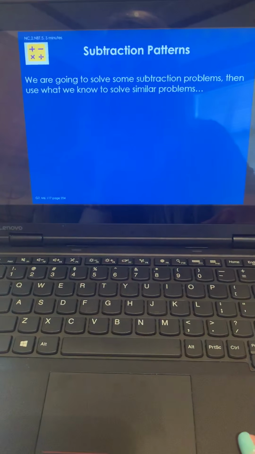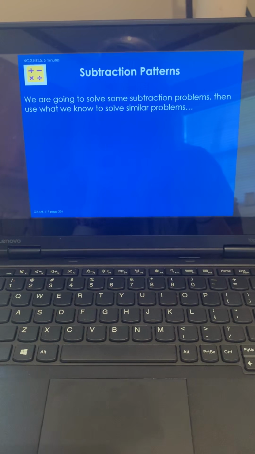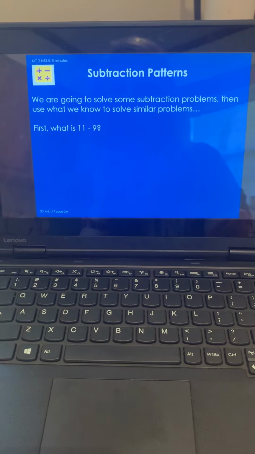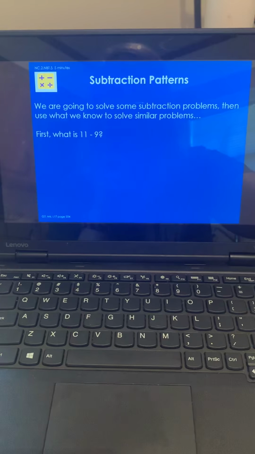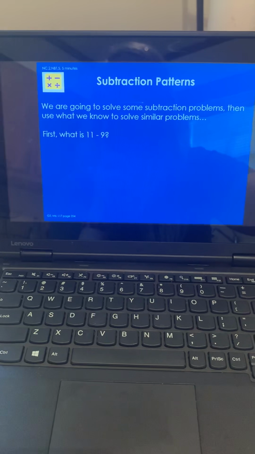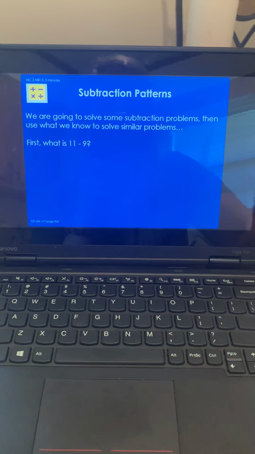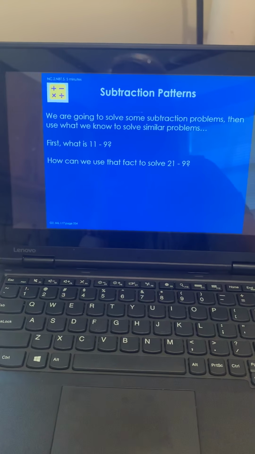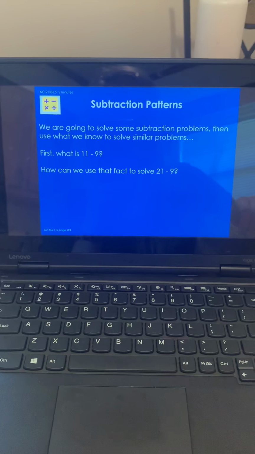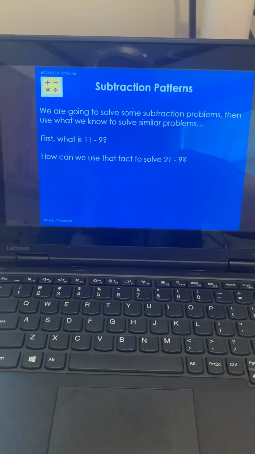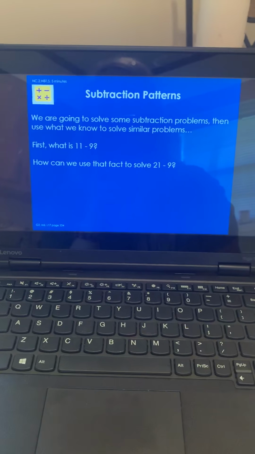So let's start with some subtraction review. We're going to solve some subtraction problems and then use what we know to solve similar problems. So first off, what is 11 minus 9? Go ahead and tell me, what is 11 minus 9? Okay, 11 minus 9 is 2. How can we use that fact to solve 21 minus 9? Go ahead and tell me. You can tell your computer screen or your tablet. How can we use that fact to solve 21 minus 9?